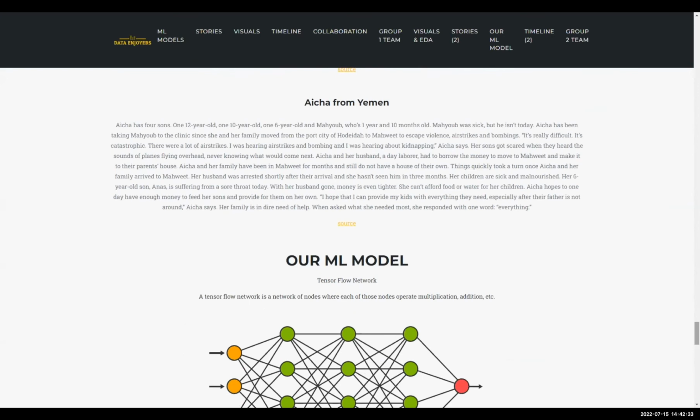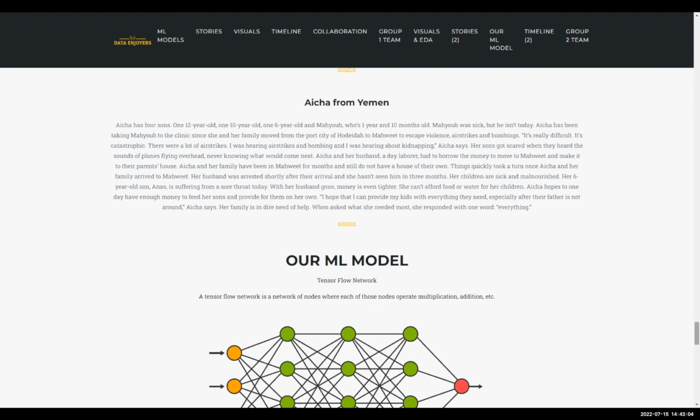And then Aicha from Yemen, I'm probably not pronouncing it right, but Aicha has 4 sons. I can read this since it's short. A 12-year-old, a 10-year-old, a 6-year-old, and Mayub, who's 1 year and 10 months old. Mayub was sick, but he isn't today. Aicha has been taking Mayub to the clinic since she and her family moved from the port city of Hodeida to Maui to escape violence, airstrikes, and bombings.